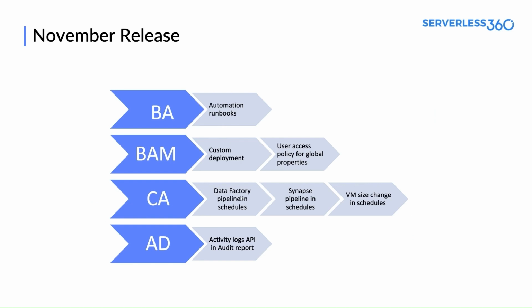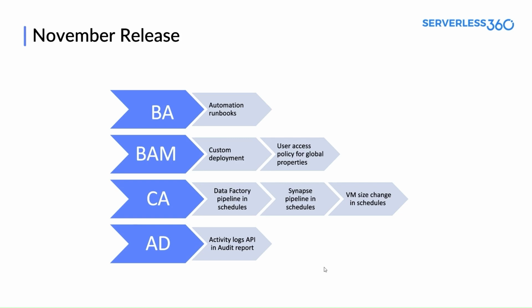Next, in Cost Analyzer, we have improvised the scheduling feature by adding two more resource types, namely the Data Factory pipeline and the Synapse pipeline. Also, an improvement is made to change the tier of virtual machines during up and down hours. Lastly, within Azure Documenter, we have Activity Logs API in Audit Report, where it's now improvised and made useful with major activities being covered with respect to resources being added, modified, and deleted, along with the track of the user who did the activity. So that's it with the gist of release items.